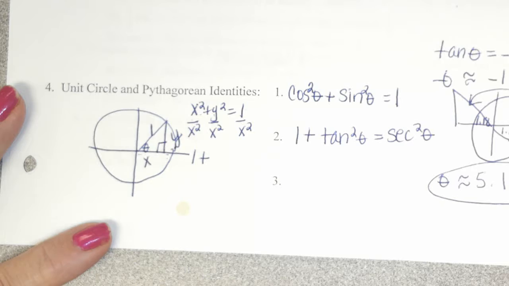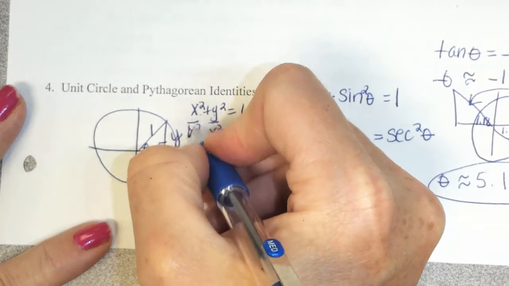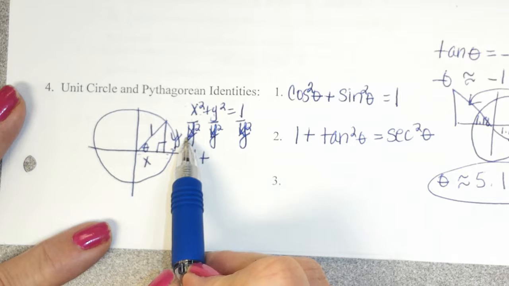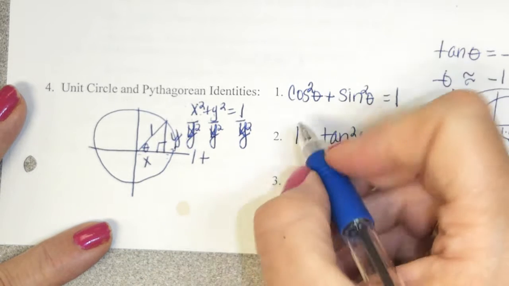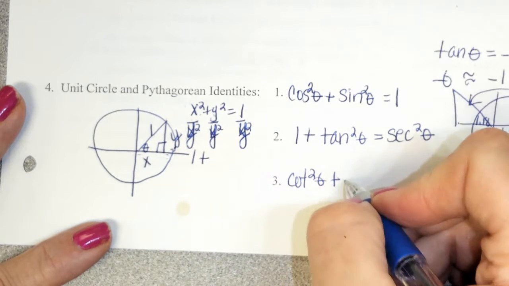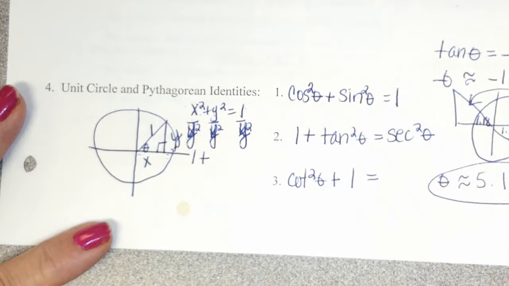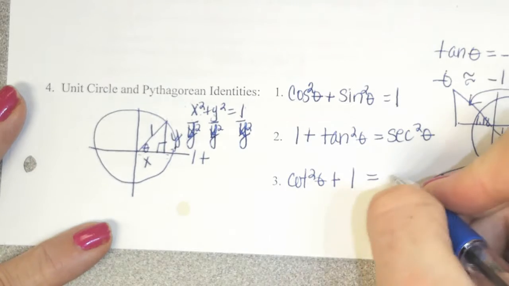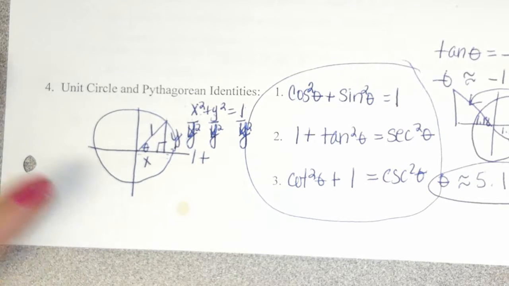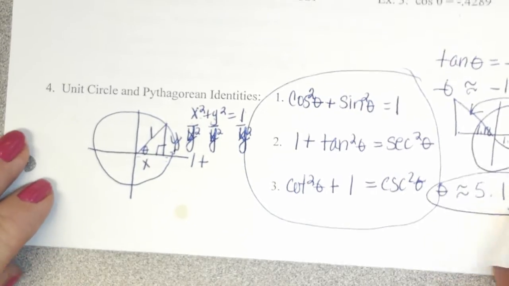Does that make sense now, where they came from? Okay, what else can we divide by instead of x squared? Let's divide by y squared. So what's x over y? It's a little tougher. Cotangent. So that's going to be cotangent squared. y squared over y squared is 1. And what's 1 over y? The reciprocal of sine is cosecant. You do not have to memorize those. Okay? You can figure them out on your own. I never memorize something that I can just figure out.